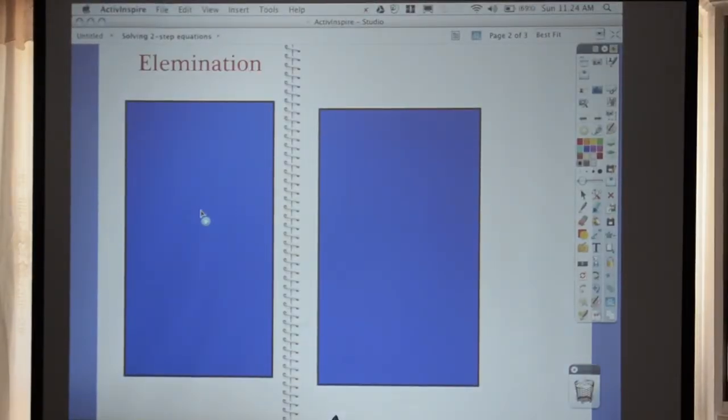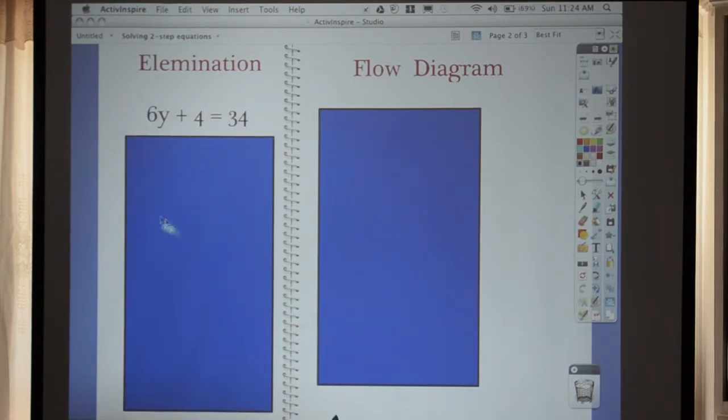We're going to use the elimination method on this side, and we will use the flow diagram on that side. So let us now start off with the problem first. 6y plus 4 equals 34. This means 6 times a number that we do not know plus 4 gives us 34.